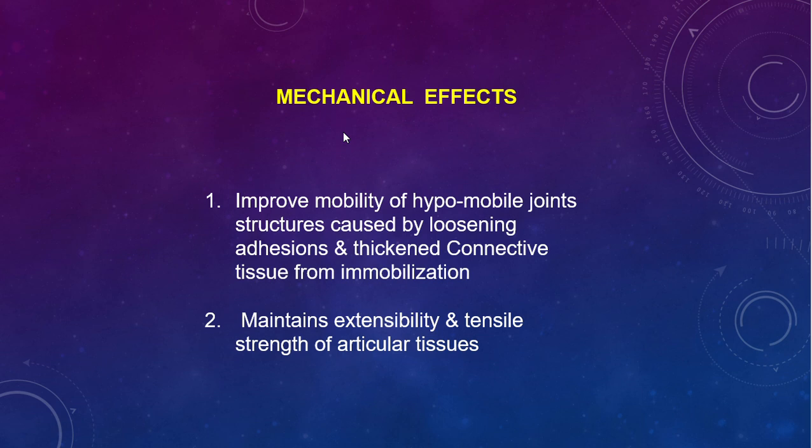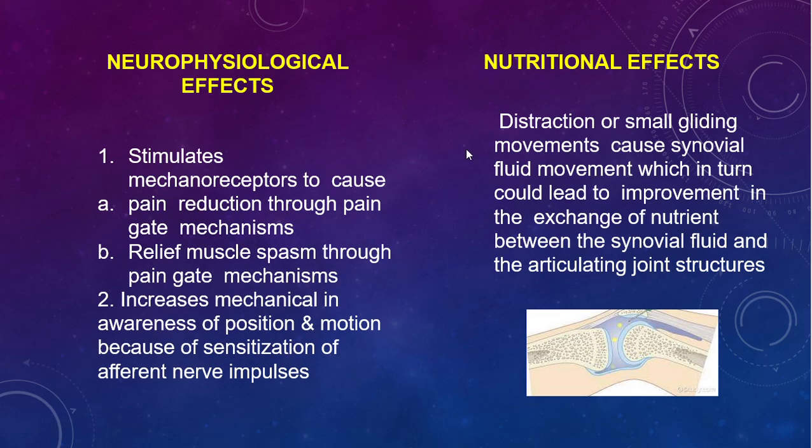Then it's also useful to maintain extensibility and tensile strength of articular structures. We've talked about direct technique. When tissue is less extensible, contracted, or tightened, we can stretch it with direct technique. So all this comes under the mechanical effect of manual therapy. Now we'll talk about the neurophysiological effect.